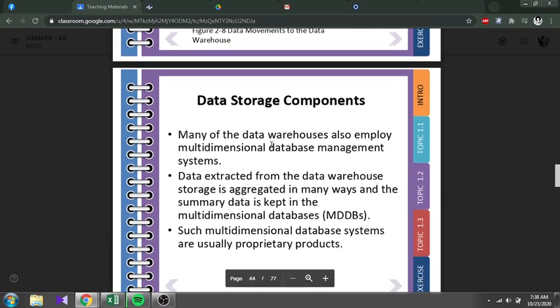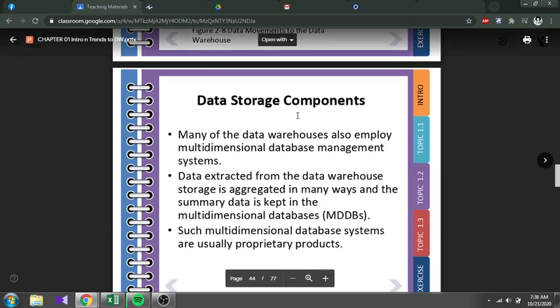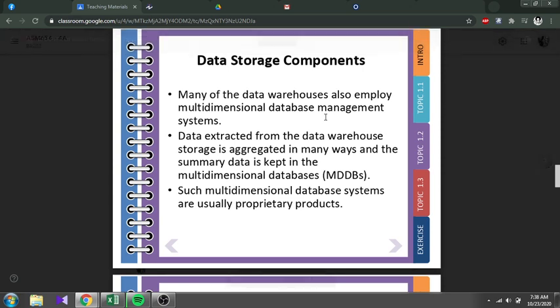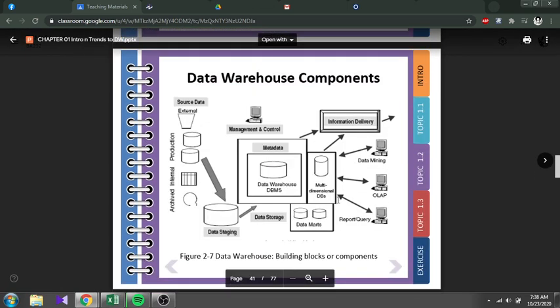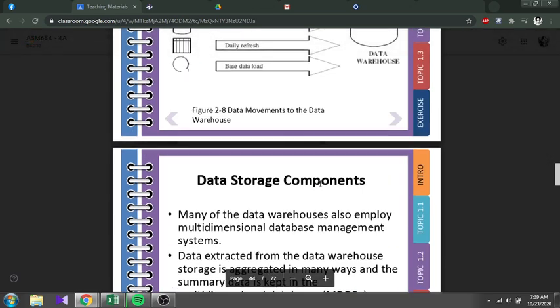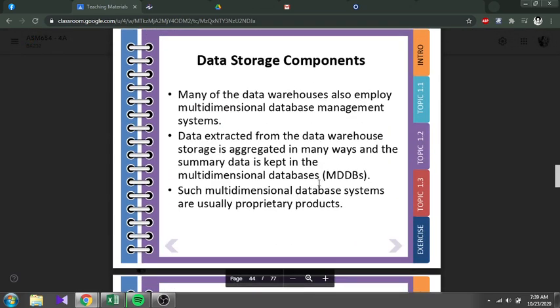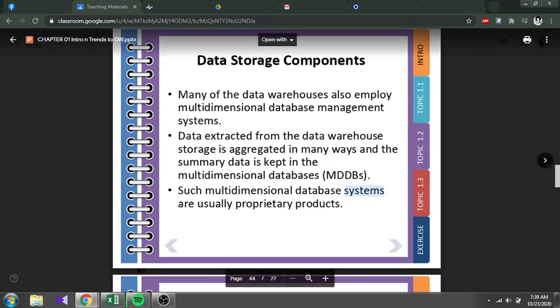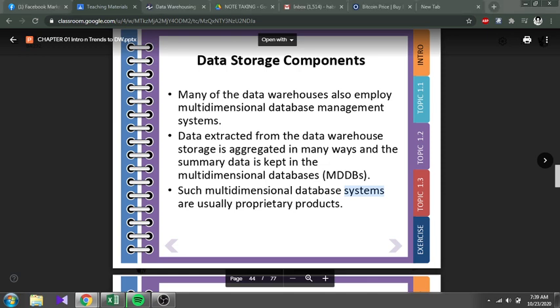Alright. Okay, many of the data warehouse still on this data storage component are also employ multi-dimensional database management system. So data extract from the data warehouse storage is aggregated in many ways, and the summary data is kept in the multi-dimensional database. Tadi multi-dimensional database kat sini. Okay, and then such multi-dimensional database systems are usually proprietary. Okay, ni a new term ni, sekejap.